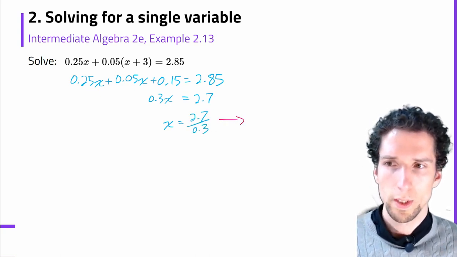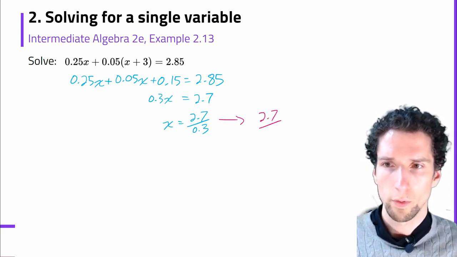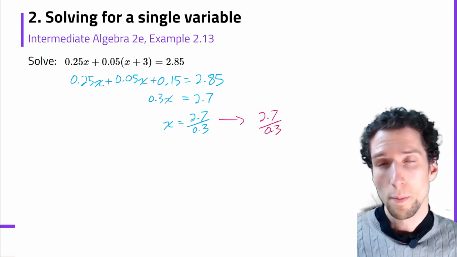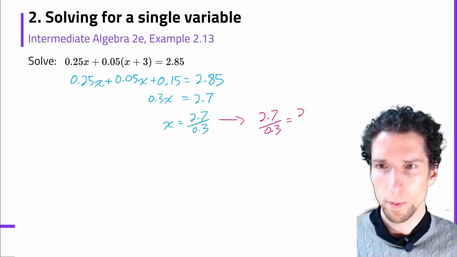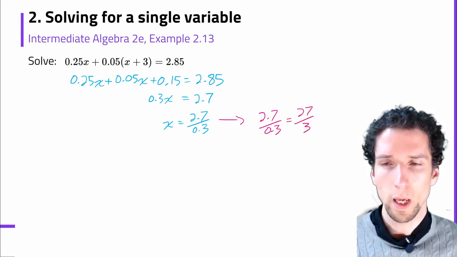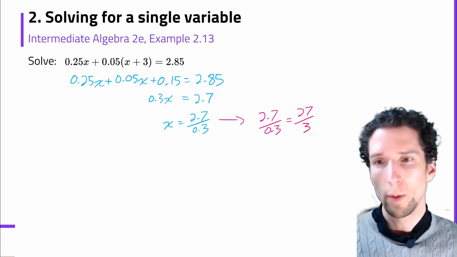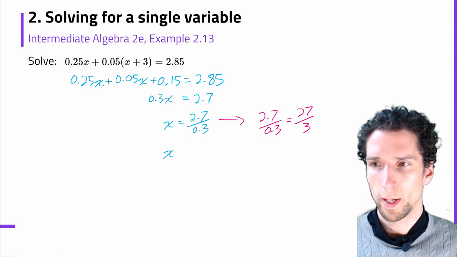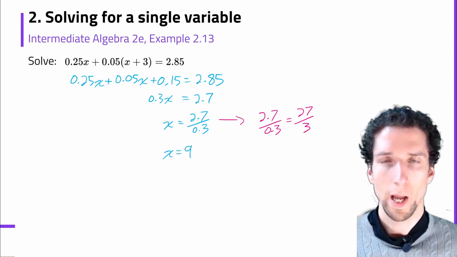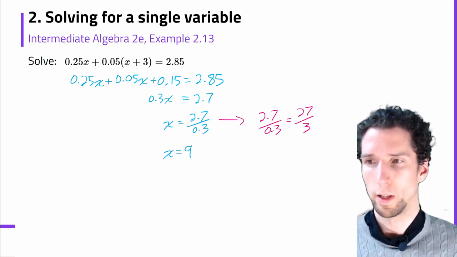And we dealt with these before. So this is the same, 2.7 over 0.3. Just multiply the top and bottom by 10. That's the same as saying 27 over 3. 27 over 3 we can probably right away recognize. That's just 9. So x is equal to 9. And our solution.